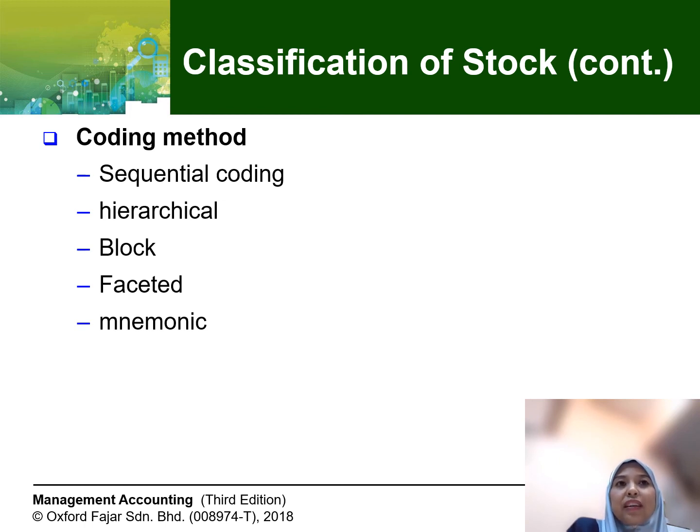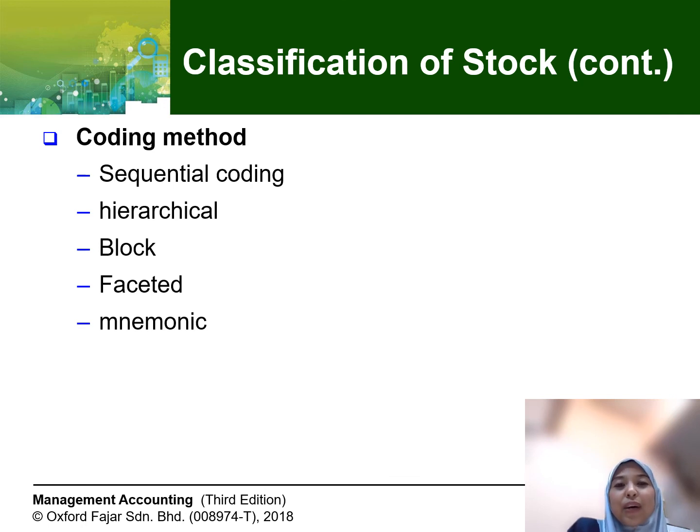Next is faceted. Faceted code in accounting is a series of group numbers that represent different headings. For example, facet 1 or group 1 represents the different departments within the store, and facet 2 represents the different types of costs the store could incur.